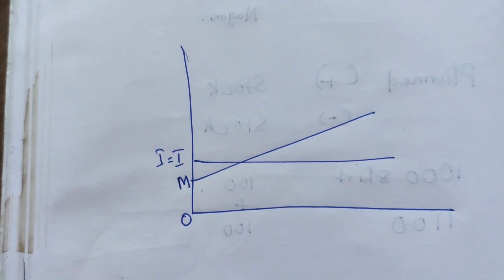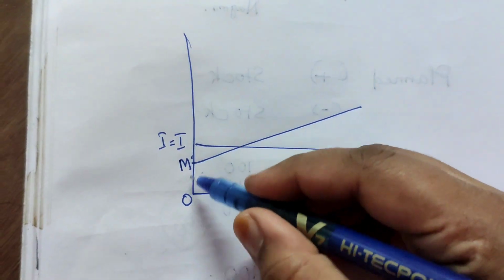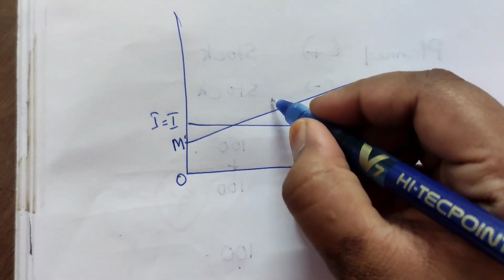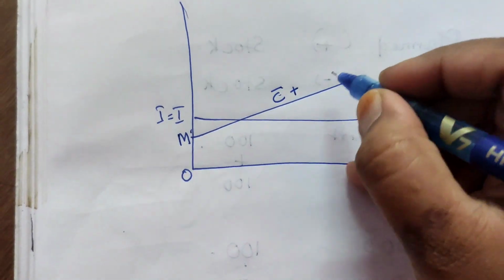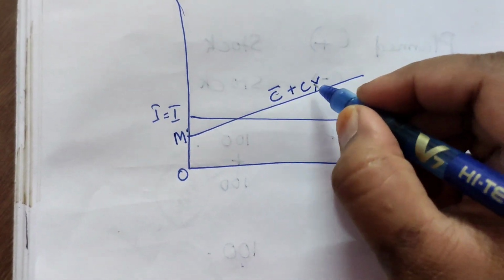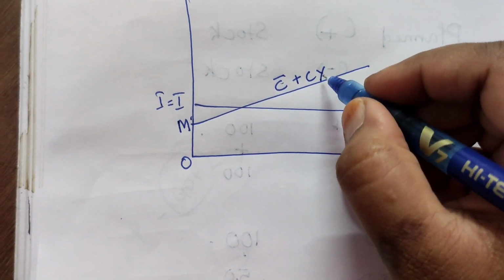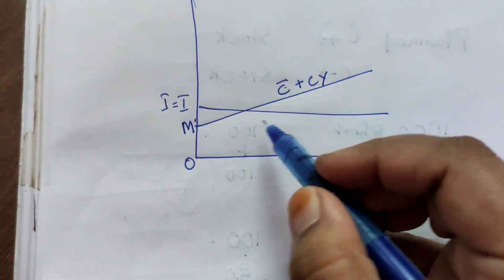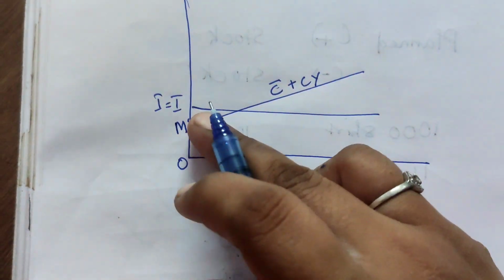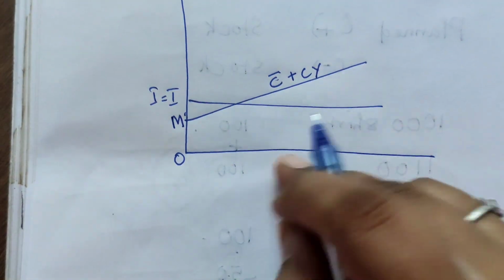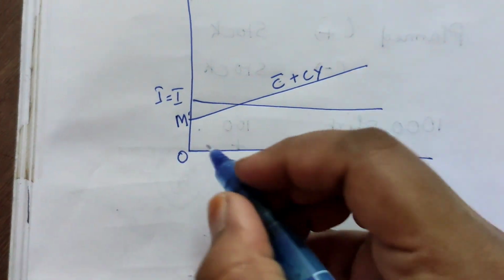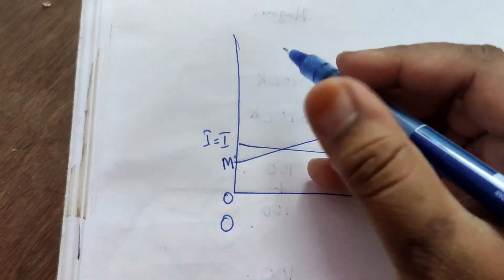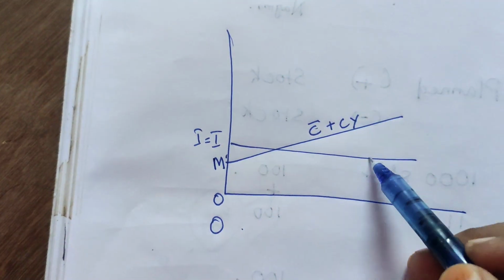So here is what you are going to write. OM is the autonomous consumption and this is the induced consumption. Autonomous plus induced consumption: induced consumption is related to income, while autonomous consumption is independent of income. And this is investment, which is completely not related to our income.